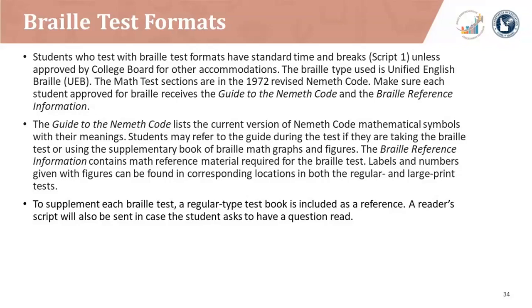Students may refer to the guide during the test if they're taking the Braille test or using supplementary book or Braille math graphs and features. The Braille reference information contains math reference material required for the Braille test. Labels and numbers given with the figures can be found in corresponding locations in both the regular and large print tests. To supplement each Braille test, a regular type test book is included as a reference. The reader script will also be sent in case the student asks to have a question read.